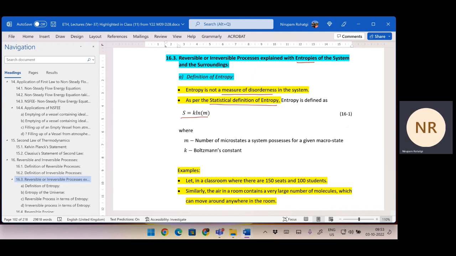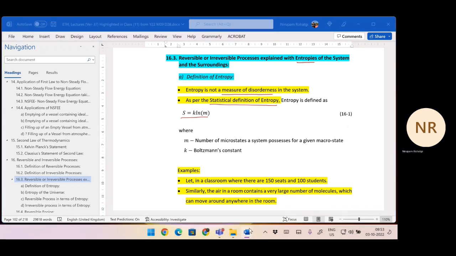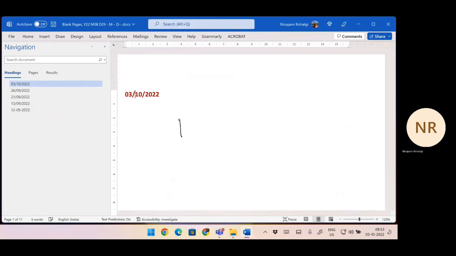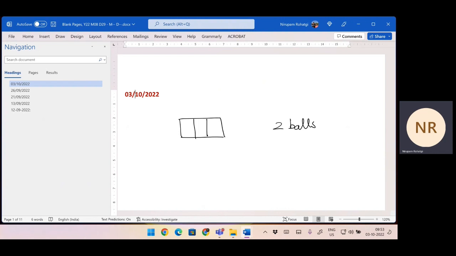So if you have more number of microstates, then your entropy is higher. If you have less number of microstates, your entropy is less. Take an example. I have a box here which has 3 slots and I have 2 balls. How many ways can I put them?